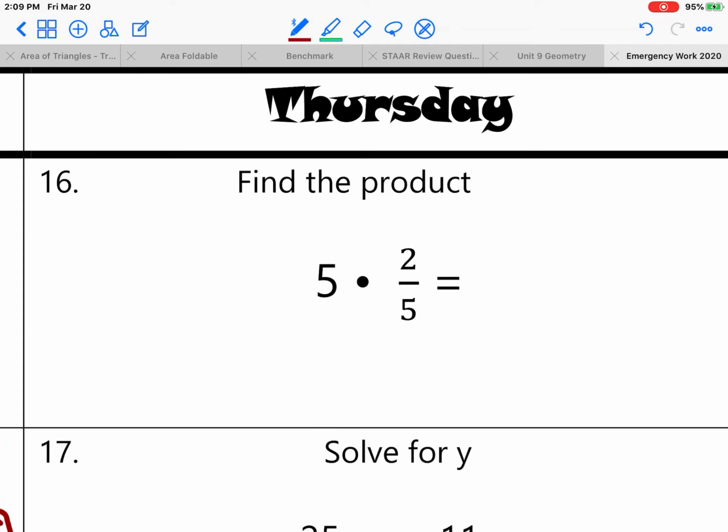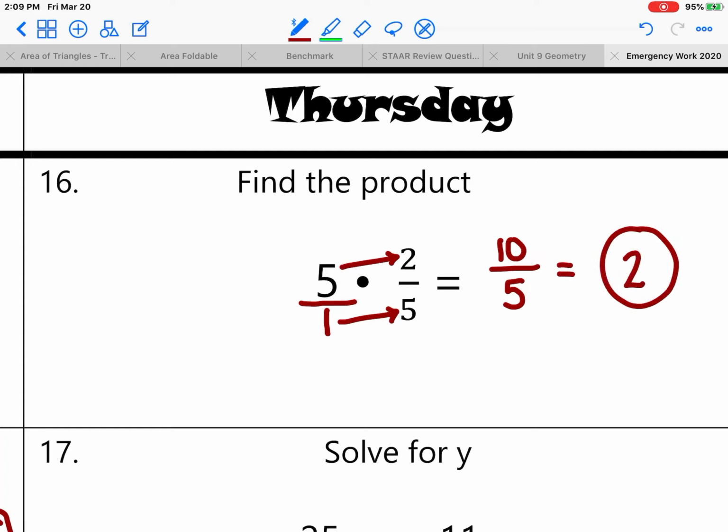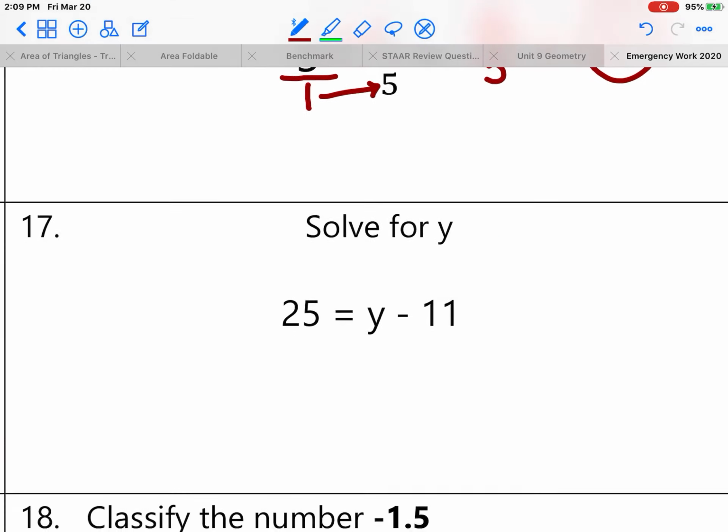Find the product 5 times 2/5. In order to multiply a whole number times a fraction, we have to make the whole number a fraction over 1. Once you've done that, you simply multiply numerator times numerator, denominator times denominator, and simplify as necessary. So 5 times 2 is 10. 1 times 5 is 5. And you can simplify that all the way down to 2. Your correct answer there is 2, because 10 divided by 5 is 2.